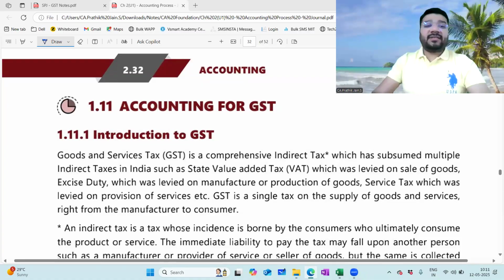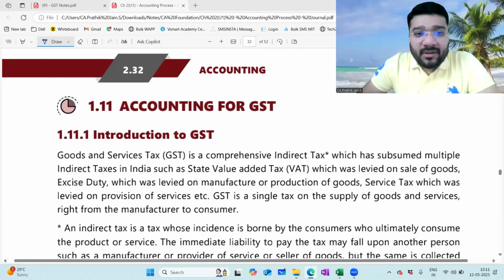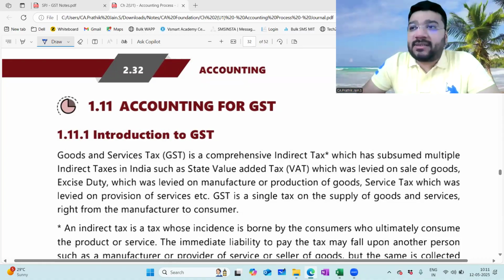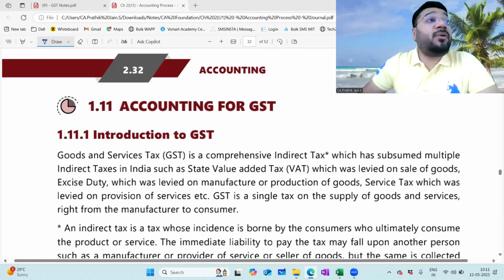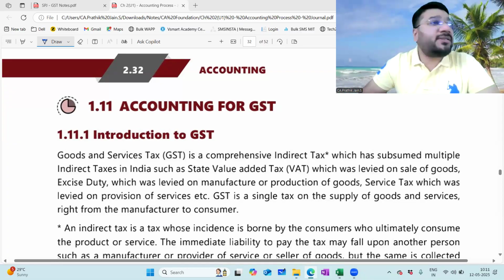So, guys, we are doing this chapter called accounting process. In this accounting process, in particular, the last segment of unit 1, that is after journal, was accounting for GST. This I kept on hold. I said we will do other parts of the chapter, for example, ledger, trial balance, and then at the end, we'll come back to this topic.